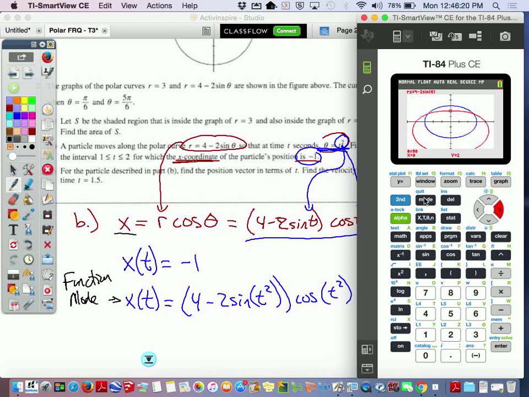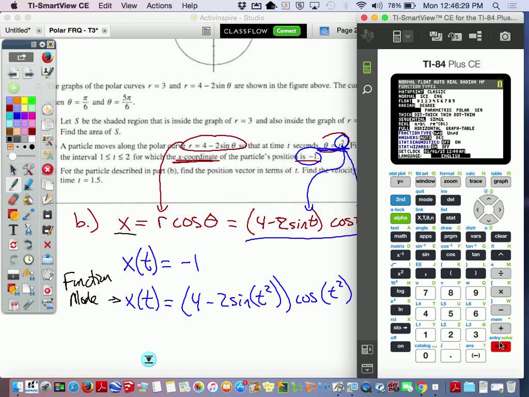So here's what I'm going to do. Change the mode. I'm also going to go to radian mode. And I'll be in function mode. I'm going to go back to y equals, and I'm going to put this x of t equation in here. So I've got 4 minus 2 sine of x squared times cosine of x squared.